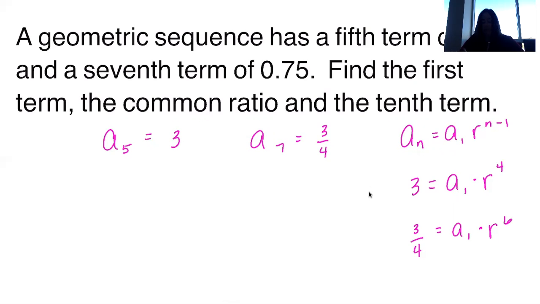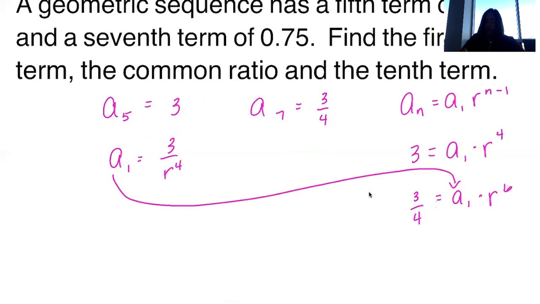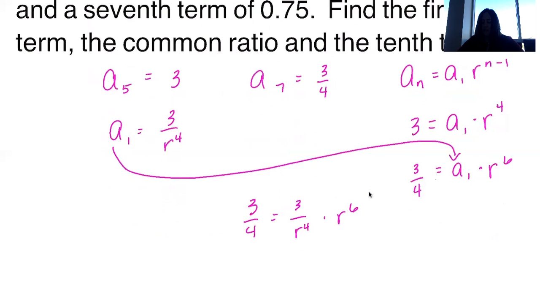If we look at that, we could solve the top one and say a1 equals 3 over r to the 4th. We are going to substitute that into our other equation. We start with 3/4, and say our a1 is equivalent to 3 over r to the 4th, times r to the 6th. When you have r to the 6th in the numerator and r to the 4th in the denominator, subtract your exponents. That gives me 3 r to the 2nd equals 3/4.